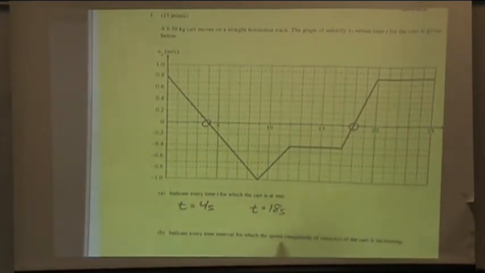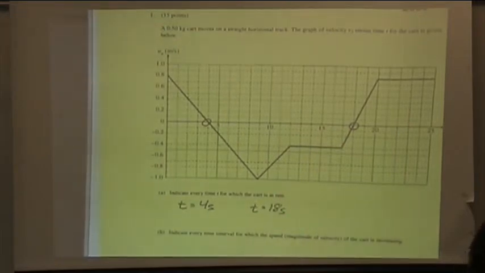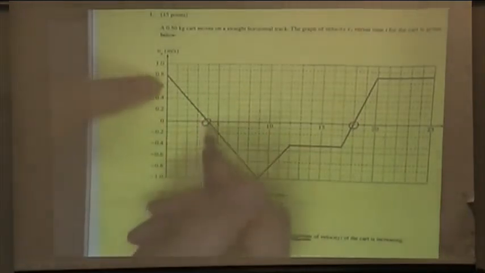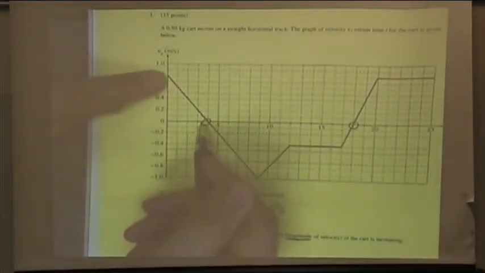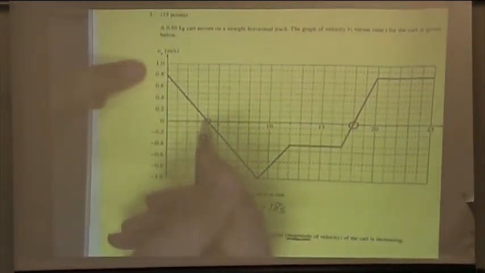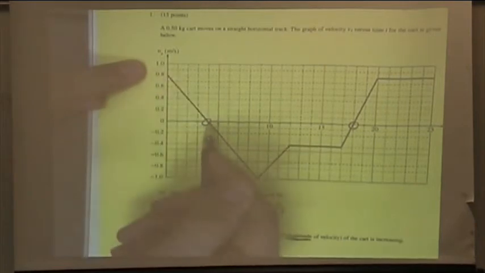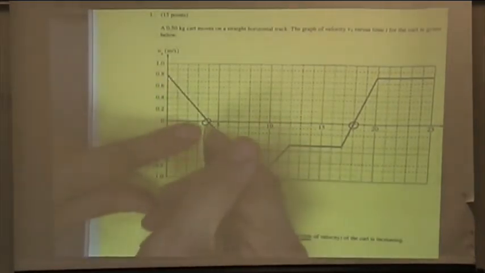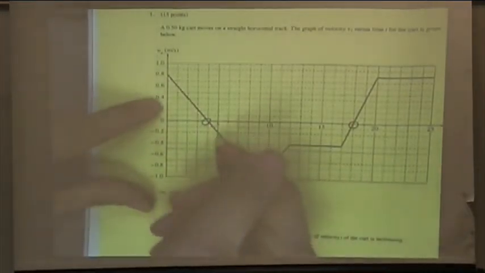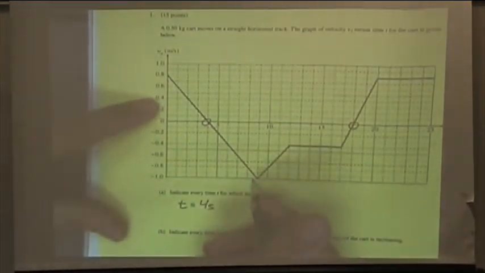Indicate every time interval for which the speed is increasing. Well, notice that it just says the magnitude of the velocity. If we look at this first segment, what we can see here is that the speed is decreasing. The number is getting lower. You're going from 0.8 all the way down to 0. But then you stop. What we've got to realize here is that a transition has occurred. We've changed direction. And now the numbers are increasing in the negative direction.